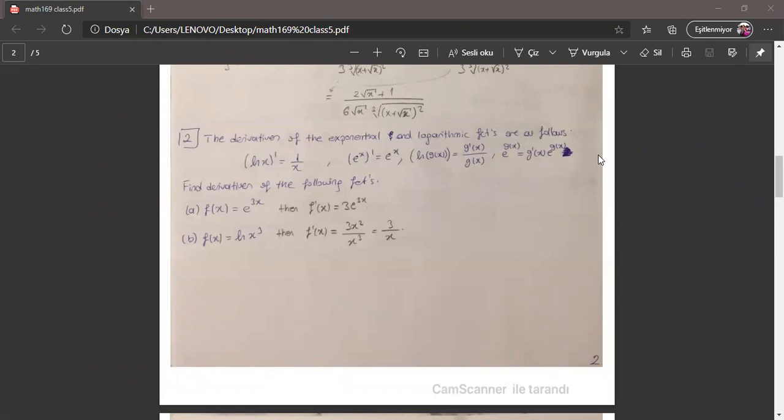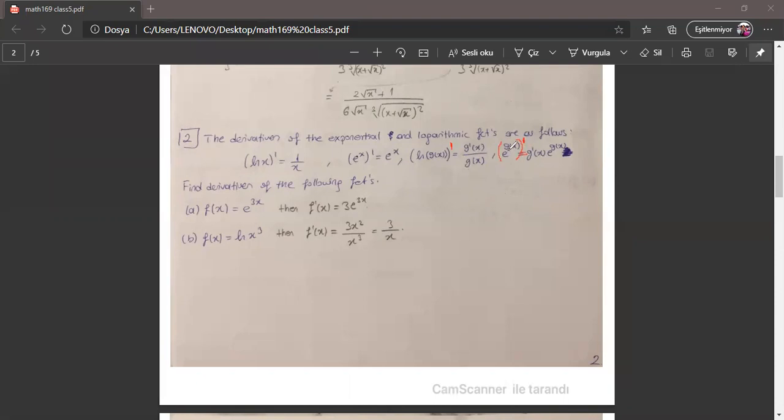Now remember these equalities. So we will find the derivatives. The derivative of e to the 3x is 3e to the 3x, because if you have e to some function in terms of x, you find its derivative. This can be written like this. The derivative of this, and again, the derivative of this.